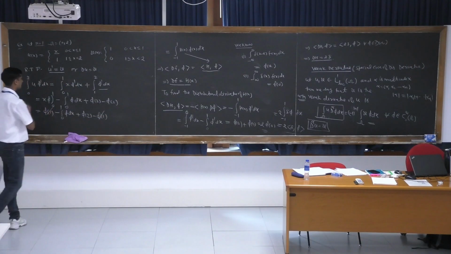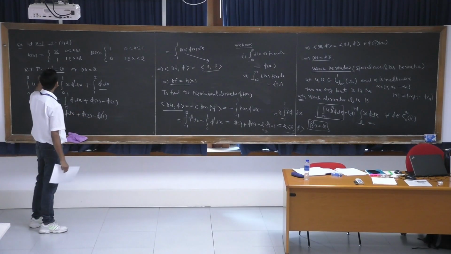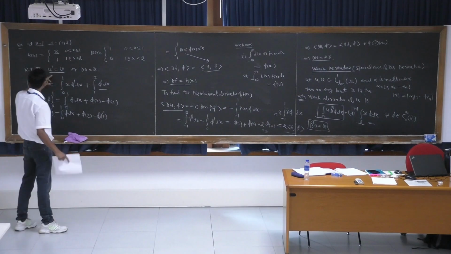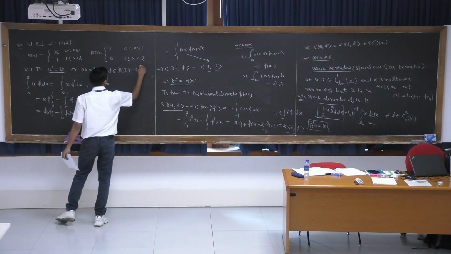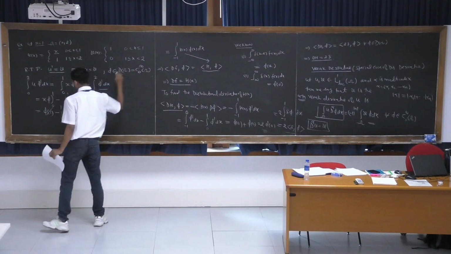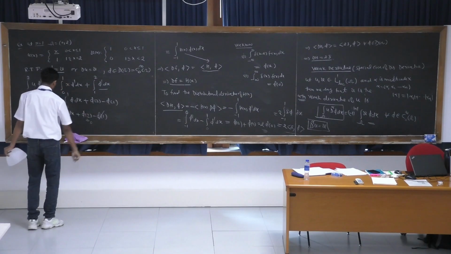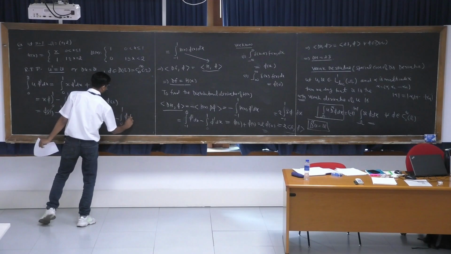Here phi of 1 is cancelled out. And phi of 2 is 0, because 0 and 2 are the boundary of our domain, and phi is what? Phi is from C0 infinity, a C0 infinity function. So this is also 0. So finally we got here minus the integral from 0 to 1 of phi dx.